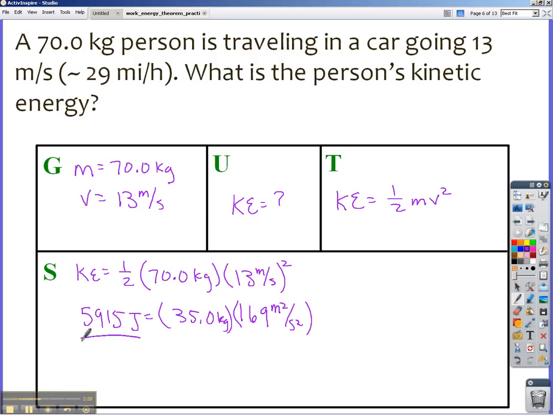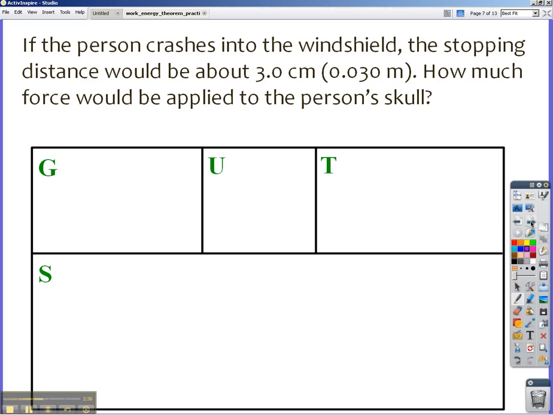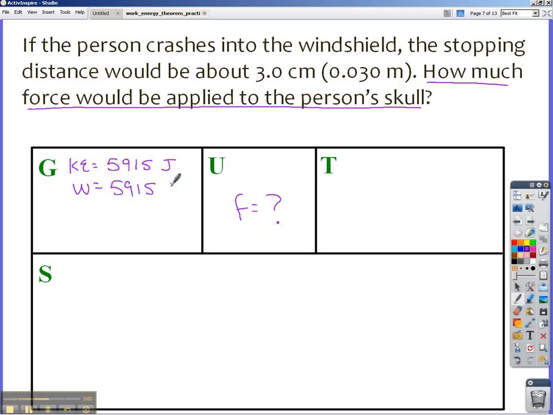So we're going to use this on the next screen, so keep that in mind. The energy of the person is 5,915 joules. So we come over here, and now we've got the second part, and in the end what we're looking for is how much force would be applied to the person's skull. So we know we're looking for force. Now we know that the kinetic energy of the person from the screen before is 5,915 joules. We also know, if that's the kinetic energy of the person, that that's going to be the work done to stop the person. So we'll go ahead and write that down just to remind ourselves of that relationship.